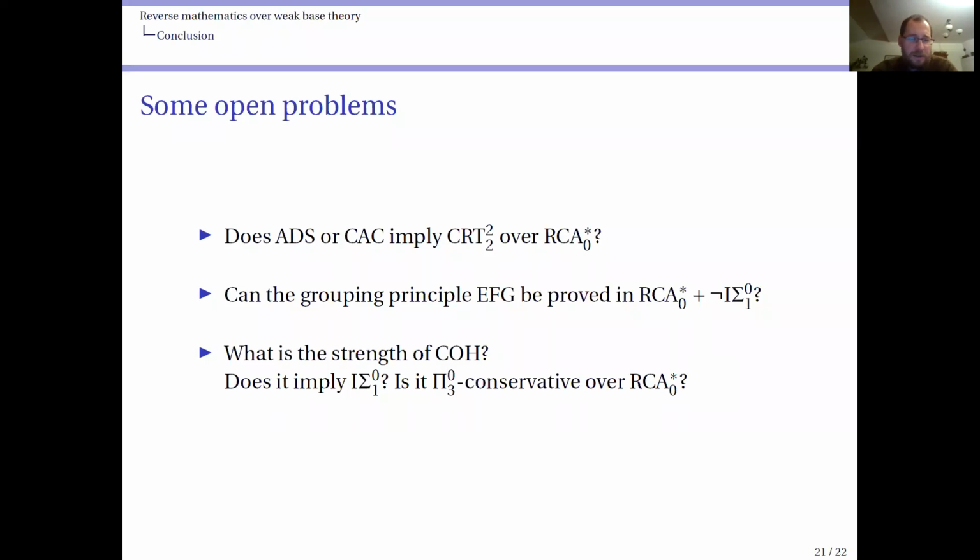And the third thing that seems pretty intriguing and possibly hard is what the strength of the cohesive principle is. It could be anything. It could be just barely stronger than the base theory, or it could be as strong as to imply the stronger base theory. I mean, it could imply sigma-1 induction, and we know neither, and it's not clear what the case is. So here's our final slide.